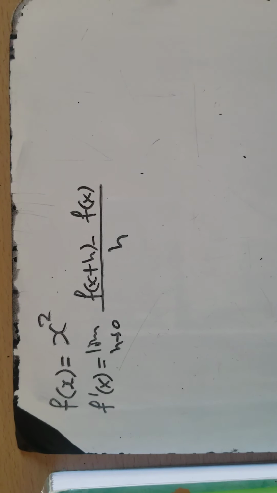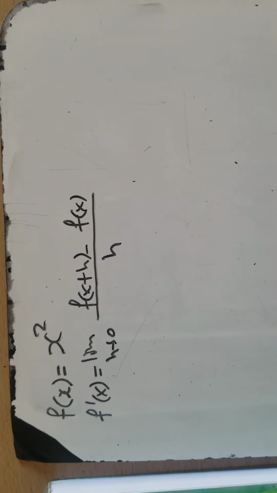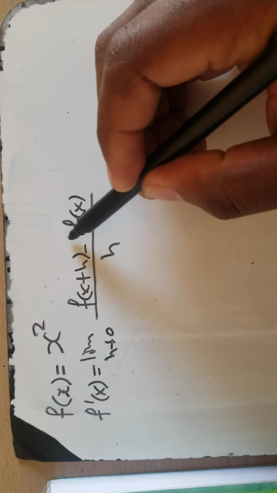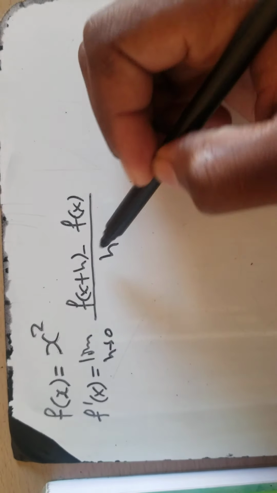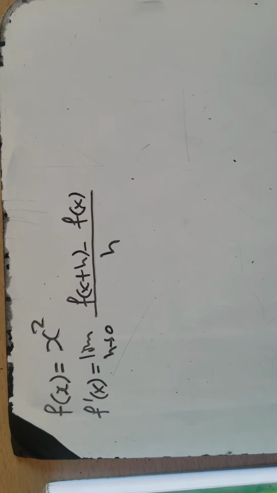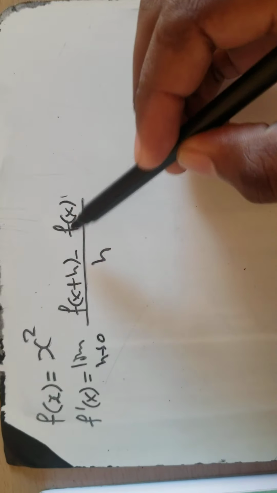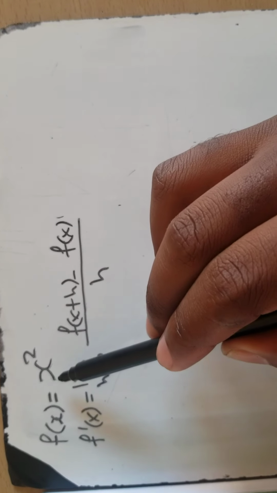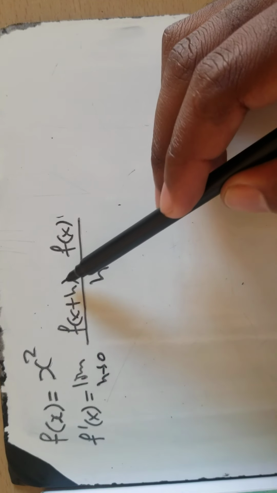So now what we need to do is to substitute f of x here and f of x plus h there in the numerator, and then we can see what happens afterwards. But what you need to notice is that you already know the value of f of x. You are already given that f of x equals x squared. So what you need to do is to find the value of f of x plus h.